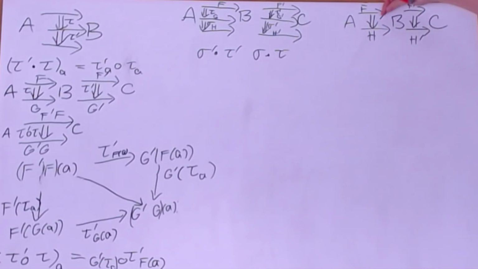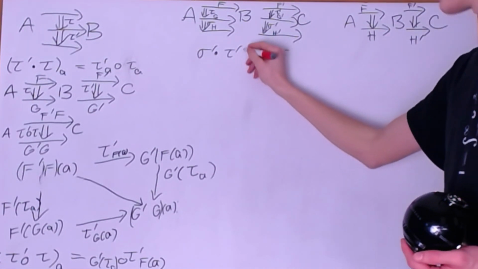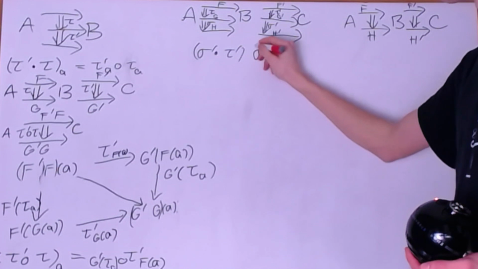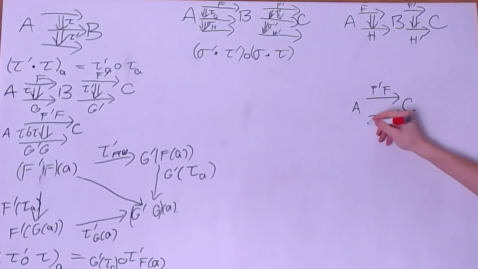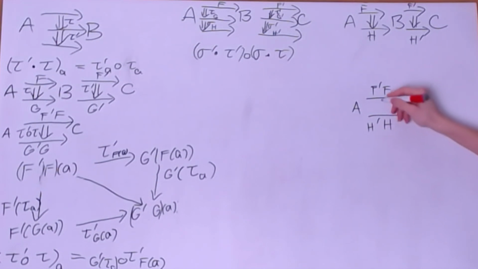So what we can do here is horizontally compose these two natural transformations. So right here, I can compose these two horizontally, like that. So what will this get out the other end? This will give us, well, it's going to be from A to C. Then on the top, we're going to have F prime F, the composition, and then we're going to have H prime H on the bottom, and then a natural transformation between them.